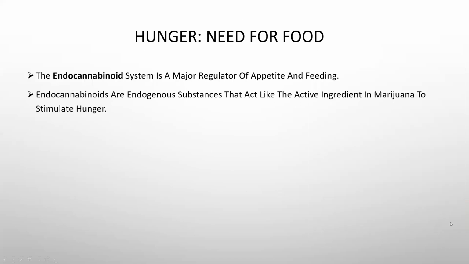Okay, I wanted to throw this one in here also because people are really interested in the effects of marijuana and how the active ingredients in marijuana are being used for appetite stimulants and things like that. Okay, the endocannabinoid system is a major regulator of appetite and feeding. Now remember, endocannabinoids are endogenous substances that act like the active ingredient in marijuana to stimulate hunger. Okay, so the active ingredients in marijuana are activating an endogenous substance in our system to help stimulate hunger.